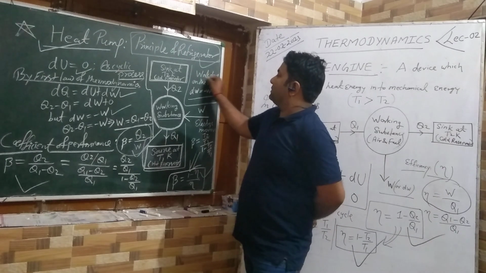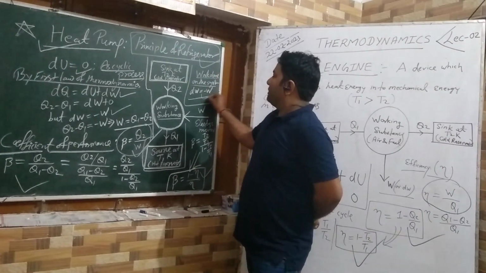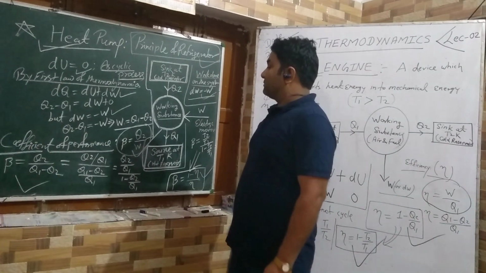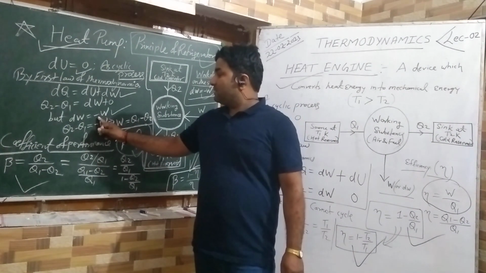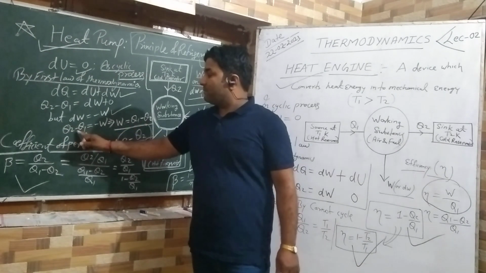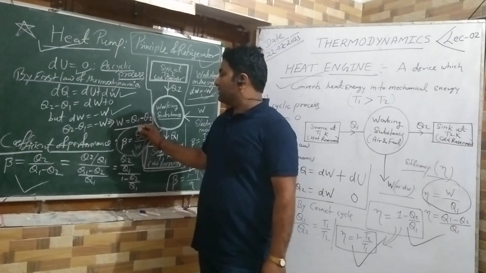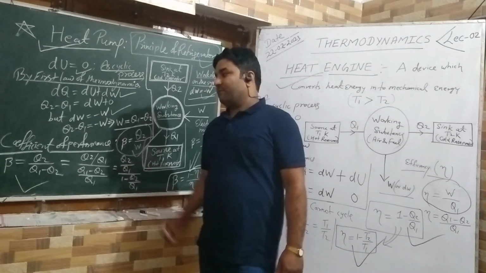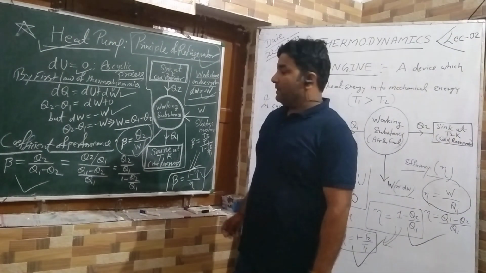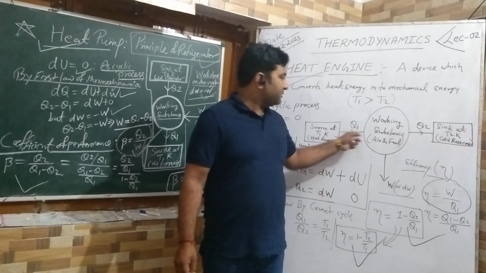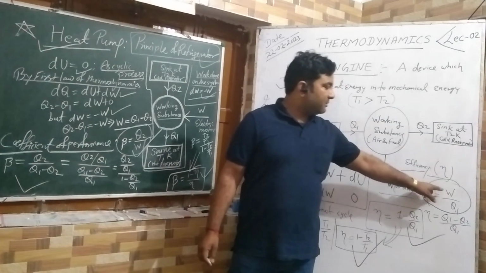Why? The work done on the system, that is dW equal to what? Minus W. Clear? So this minus becomes what? This minus Q2 and plus Q1. That's why Q1 minus Q2, that is equal to what? Work done. And then coefficient of performance, very simple formula. Here output upon input, output that is W, input that is Q1. Efficiency eta is equal to W upon Q1.